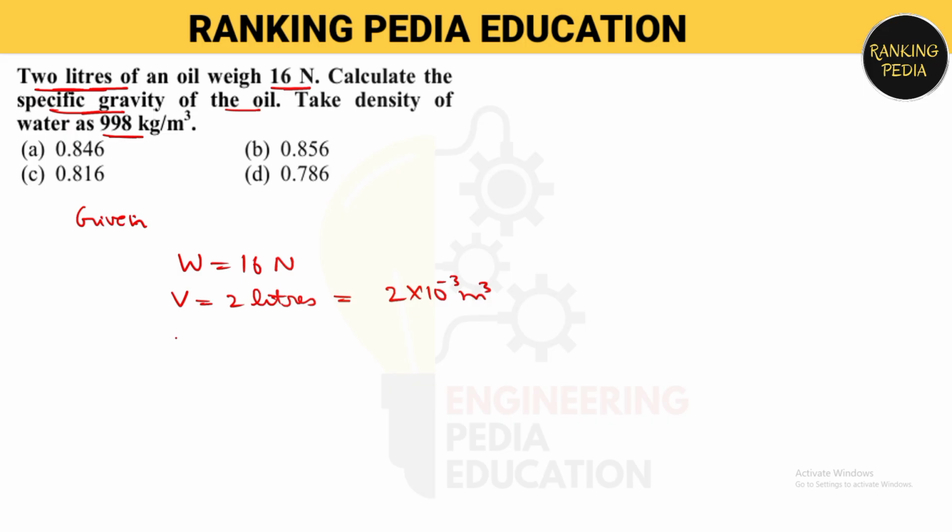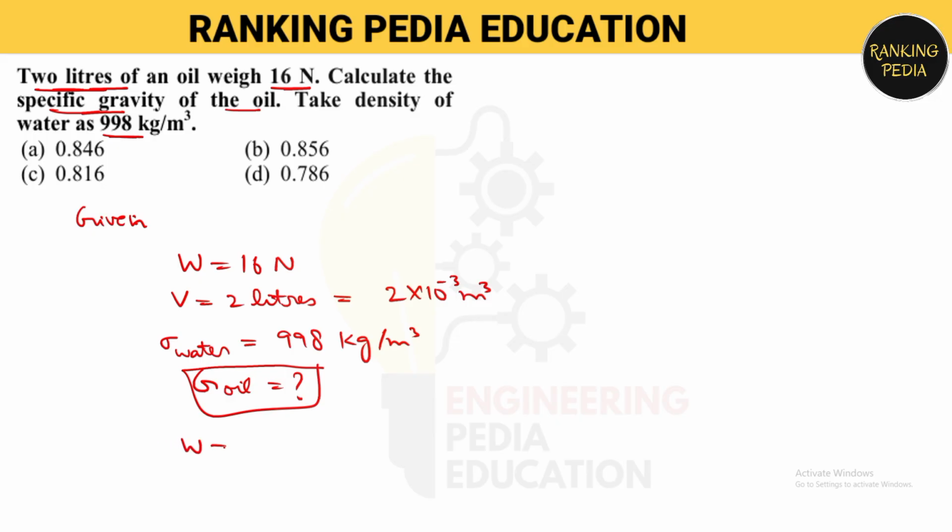Next, what is given? The density of water is given, so we note down 998 kilogram per meter cube. What we have to calculate is the specific gravity of oil. We know that W equals mg. The value of W is given as 16 N, and g you can take as 9.81 meter per second square.